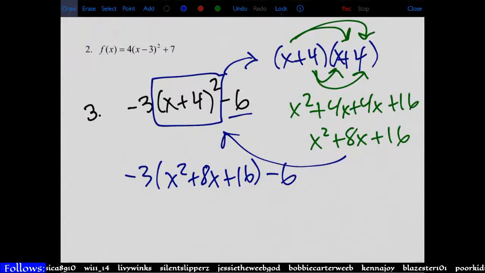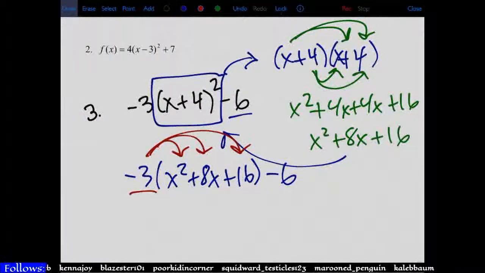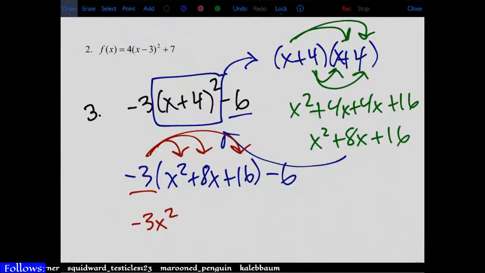Alright, now from here we gotta keep multiplying. We still got more stuff to multiply. We've got this negative 3 thing, so we gotta multiply this into our parentheses. So negative 3 times x squared is negative 3x squared.